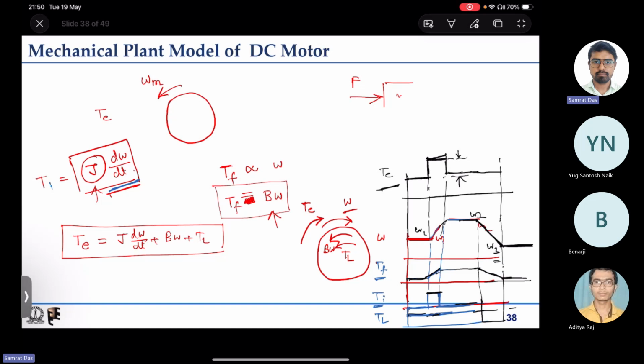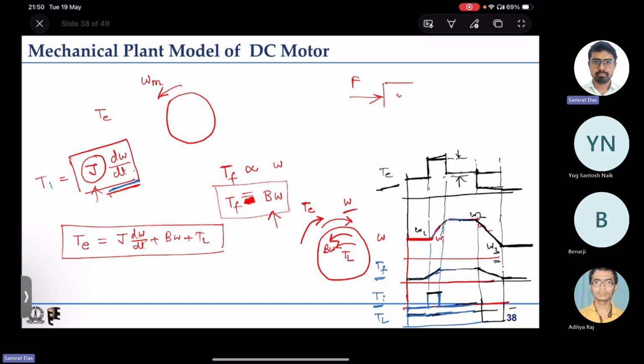Now what will happen? It will be reducing. Load torque remains the same, positive. There is some negative inertial torque, and there is some falling frictional torque. If the frictional torque had not been significant it would be different, but because frictional torque is also there, it will be like this, and after that it will continue. So this will be the electromagnetic torque.